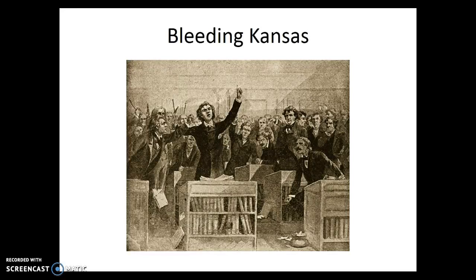The pro-slavery supporters actually win by the end of the election, but again, they did so illegally. They probably didn't actually win. It was just because the people from Missouri snuck over. So again, complete violence between the two sides in Kansas, and this is going to earn Kansas the nickname Bleeding Kansas, just because of the violence over this issue.